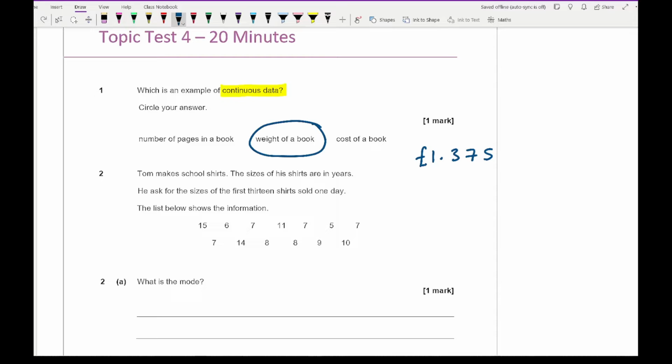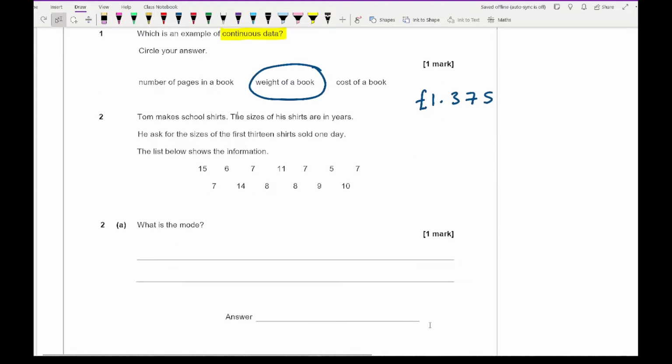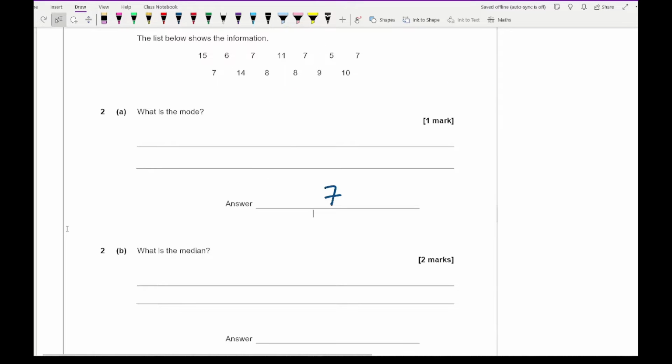Question 2 then says, Tom makes school shirts. The sizes of his shirts are in years. He asked for sizes of the first 13 shirts sold one day and said, here is the list of numbers that represent this data. So for question 2a, it says what is the mode? So it's a case of which number appears the most, and the answer you should be able to spot there is 7. For the next question, it says which is the median.